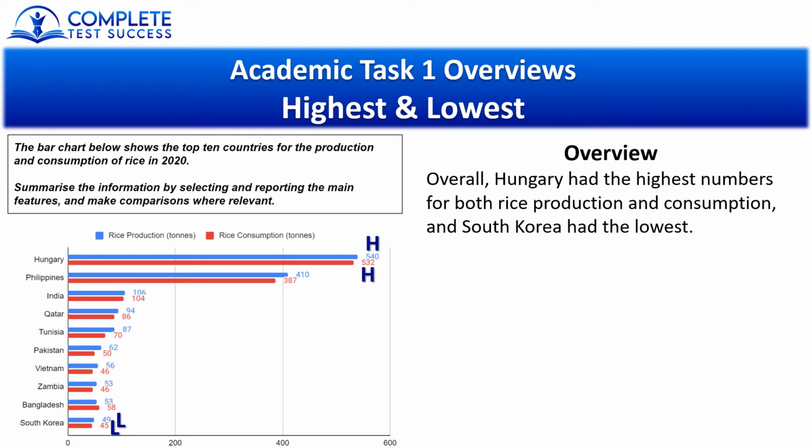Here's our overview. Overall, Hungary had the highest numbers for both rice production and consumption, and South Korea had the lowest. You've probably noticed, however, that this overview is quite short, and I will show you how to expand on short overviews like this later in the lesson.